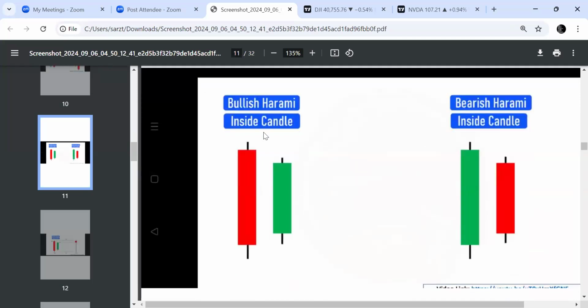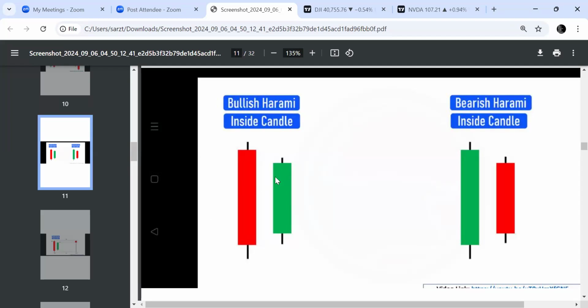So this is also the same as the bullish engulfing pattern and bearish engulfing pattern we had discussed. Bullish harami and bearish harami are also the same. The only difference is that it is an inside candle, whereas that one is an outside candle. Previously, the next candle that forms would completely engulf the previous candle. That's why we call them engulfing patterns.